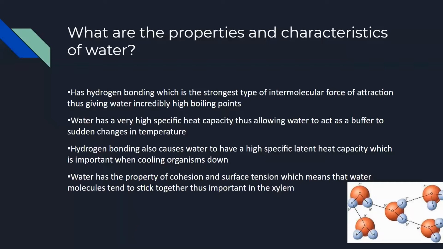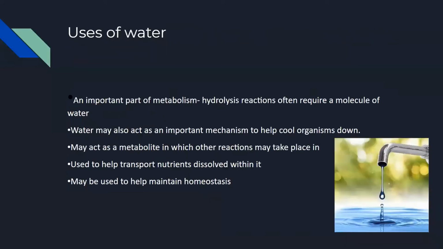Water also has the property of cohesion and surface tension, which is important, especially in the xylem. Cohesion and surface tension basically means that water molecules have the tendency to stick together. And as a result, this is important in transpiration when water is pulled up the xylem against gravity to help cool the plant's leaves down, for example, and to be transported around the plant. So that's why water is incredibly important. Water has that property, as it's fundamentally important for life in plants.